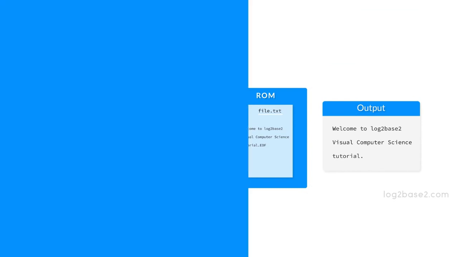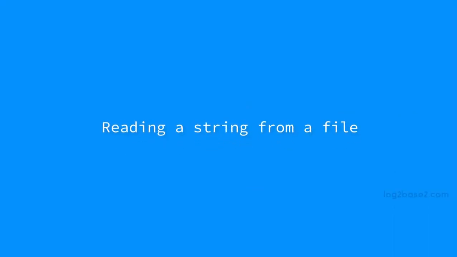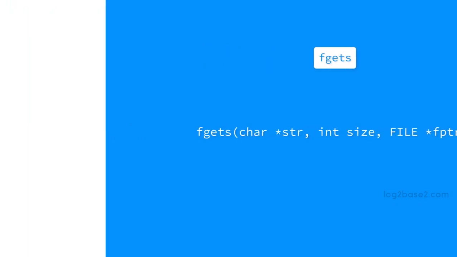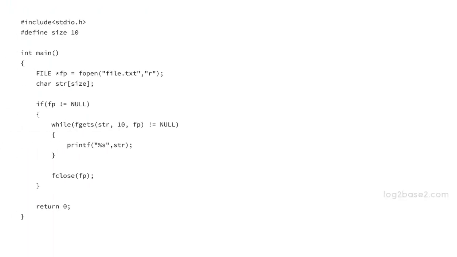Now let us see how to read a string from a file. For that we have the fgets function. We have three arguments to this function: the string address, the size of the string, and the file pointer. See an example program. Here we set size equal to 10. Now we have to understand that fgets will read characters up to size, and it is important that size includes the null character also. So here it will read 9 characters and 1 null character.